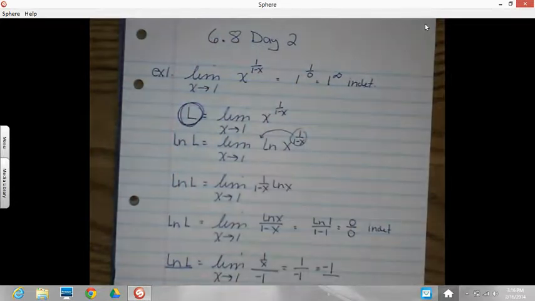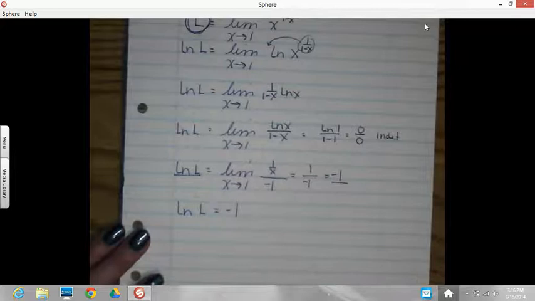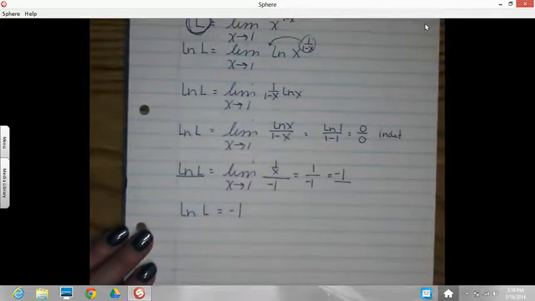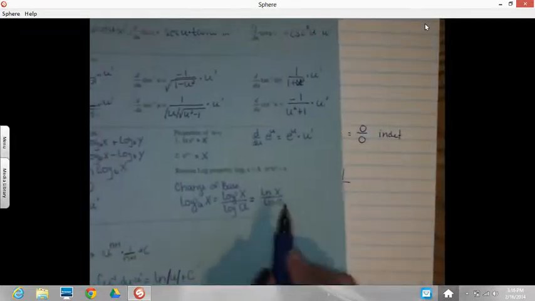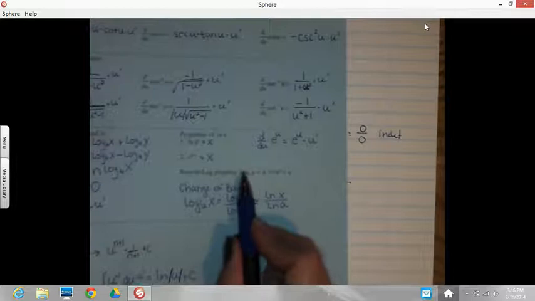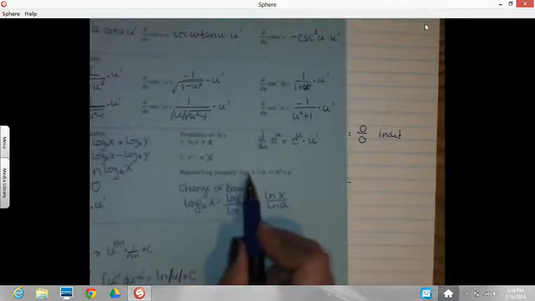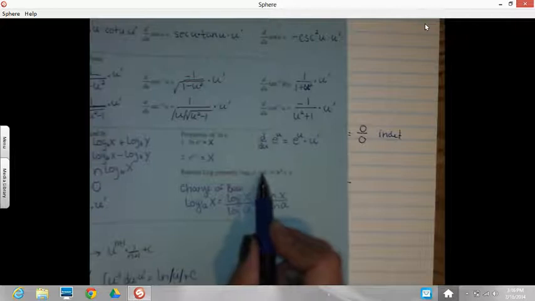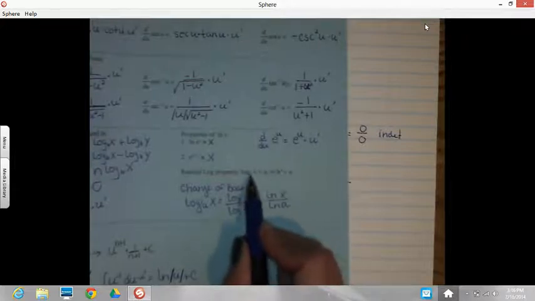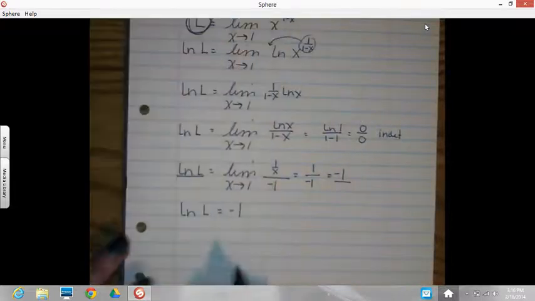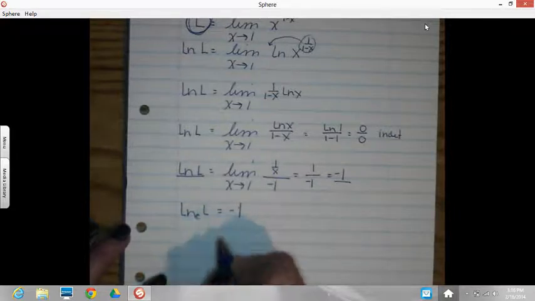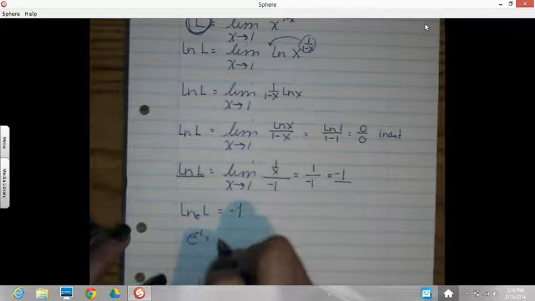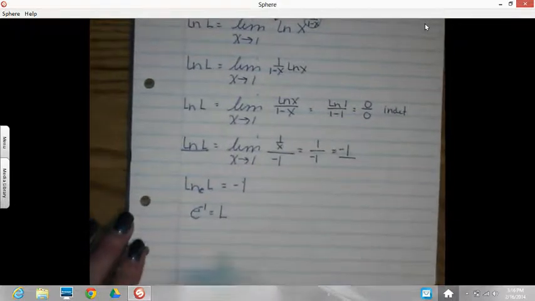I got to figure out what this is for L. Well, all I've got to do is rewrite this in exponential form. So you're just going to use your rewrite property. I've got a log form here. I've got the natural log, which is log base e of something, I don't know what's under there, equals a number. I can rewrite it as the base raised to this power equals that. So remember, my base is e here. So it's e raised to the negative 1 power equals L. That was my limit. That's what I was looking for, was L.